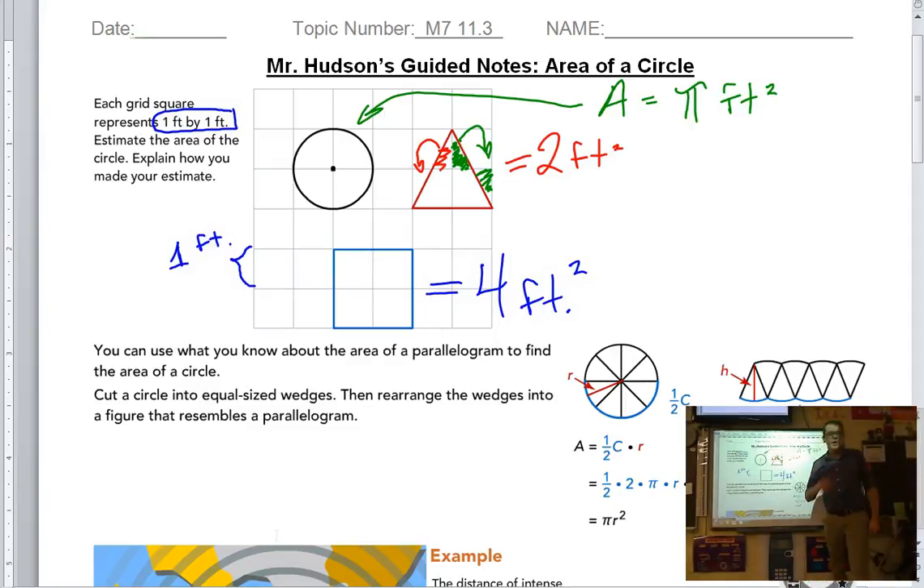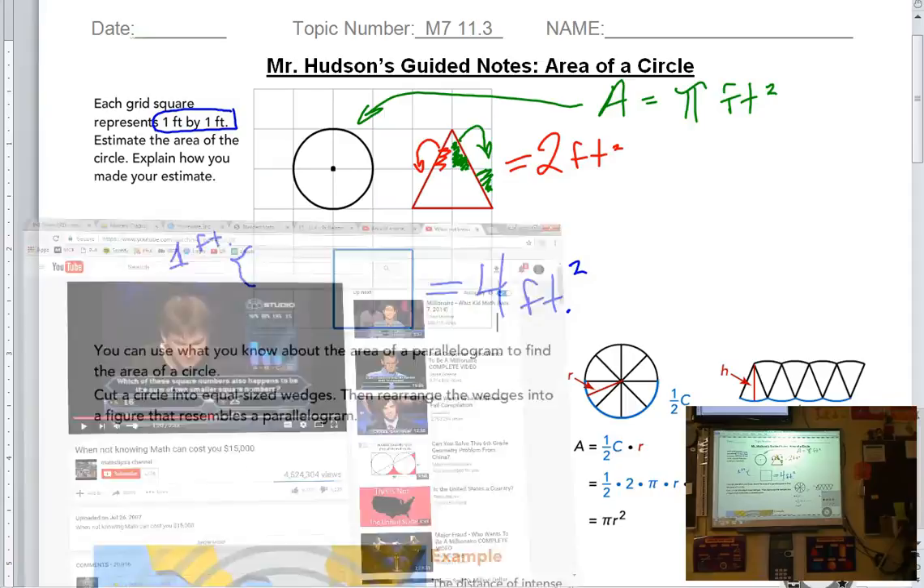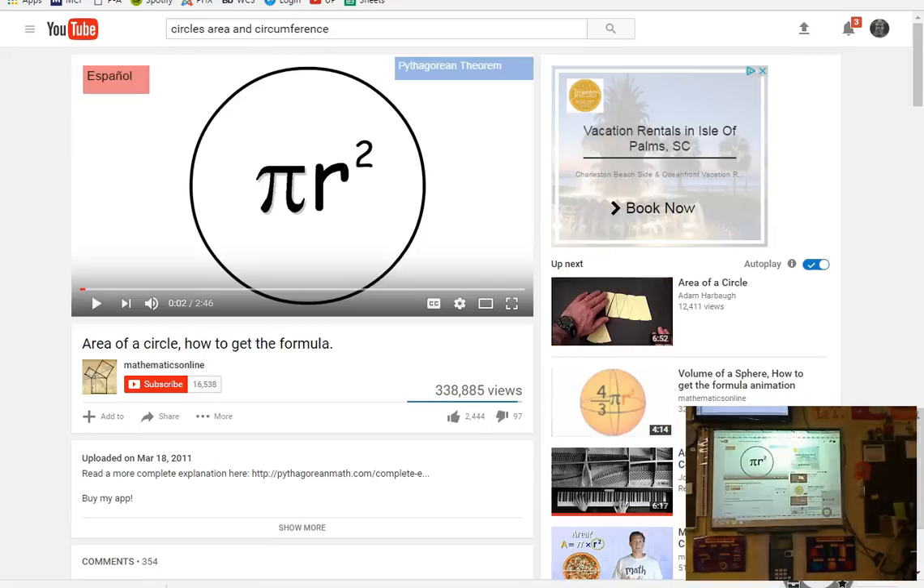Now, I want to blow your mind. Circles are just rectangles. Hang on, circles are just rectangles. If you are playing along at home, I'm going to have to pause the video and yank the microphone. So you should look up this video, area of a circle, how to get the formula. It's worth watching.